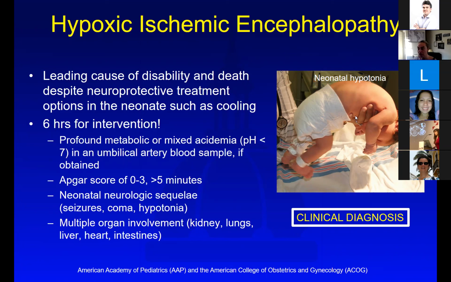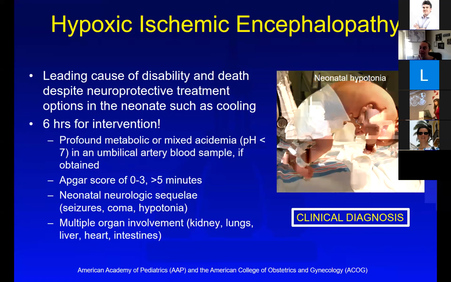This is a good picture of hypotonia. The baby is really falling around the hand of the healthcare provider. Seizures and, in fact, all the way to coma can be seen. And remember, this hypoxic ischemic encephalopathy is more like an inflammatory abnormality that can affect the other organ systems. So you can find abnormalities in the kidneys, lungs, liver, heart, and even intestines. So those are other helpful criteria.